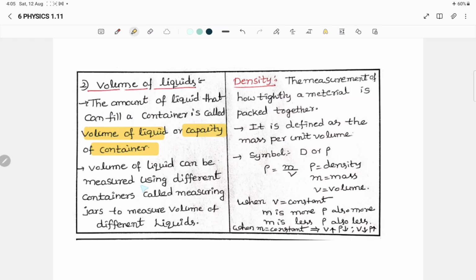Volume of liquids can be measured using different containers called measuring jars. By using measuring jars only we can determine the volume of liquids. Generally, volume of liquids is used in which type of units? Liters and milliliters. This is the volume of liquids.